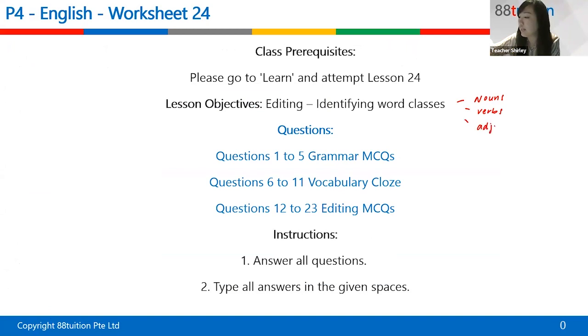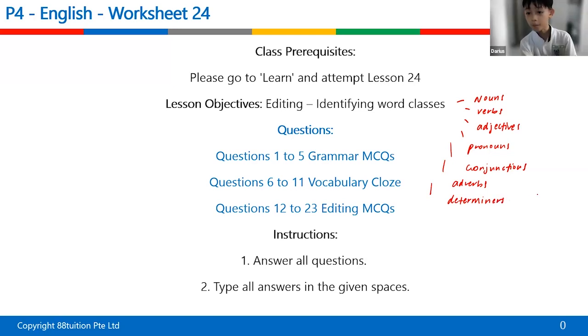And then, of course, you've got your adjectives, your pronouns, your conjunctions, your adverbs, your determiners. Okay, so these are mainly, oh yeah, the last one is your preposition. So for the English language, generally there are 8 word classes altogether.